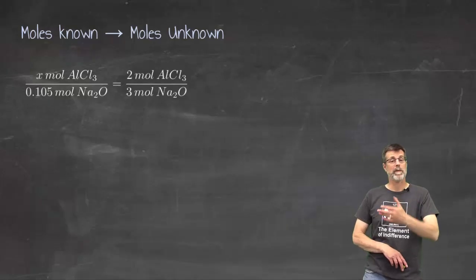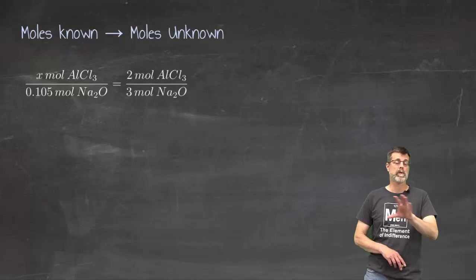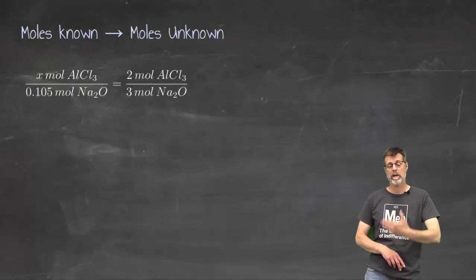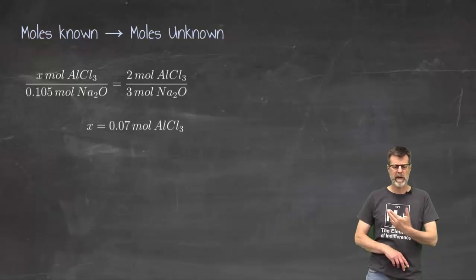If I go to the next step, the ratio is the same, because the atoms and molecules don't care if they are in solution form, solid form, or some other form. It doesn't matter. The ratio is the same. The reaction works the way the reaction works. And if I were to do that ratio, I would end up with 0.07 moles of aluminum chloride.